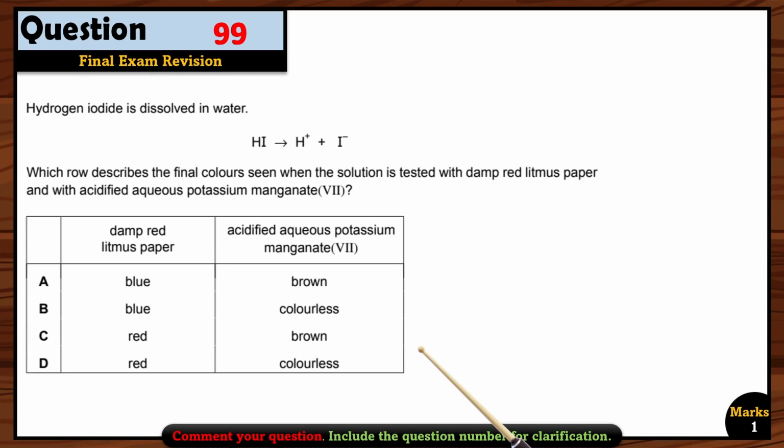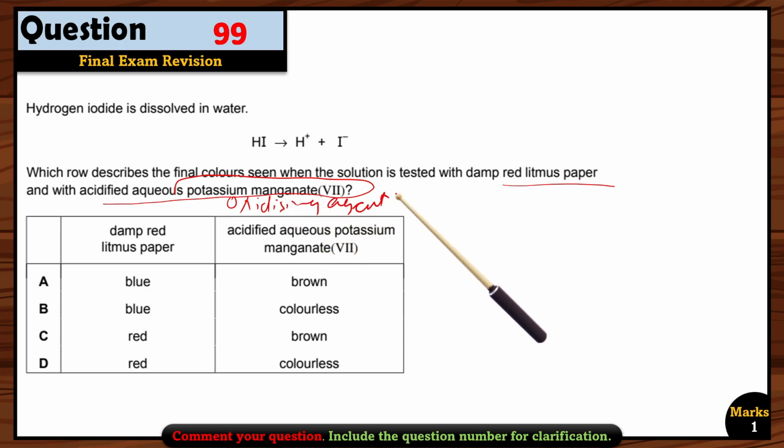Let's see question 99. Hydrogen iodide is dissolved in water. Which row describes the final color seen when the solution is tested with damp red litmus paper, and with acidified aqueous potassium manganate? Again, this one we already know is an oxidizing agent. So if the potassium manganate is added into HI, hydrogen iodide will react with potassium manganate, and the color will change.